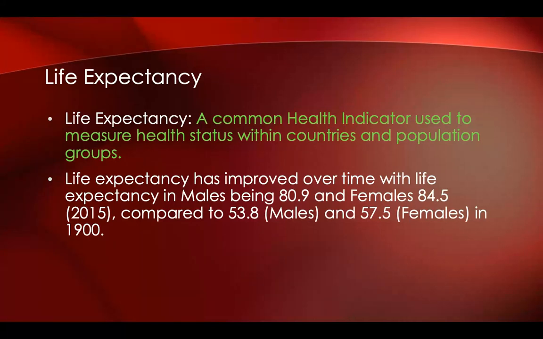So life expectancy is a common health indicator used to measure health status within countries and population groups. We now know that life expectancy has improved over time, with life expectancy in males being 80.9 years and females 84.5 years back in 2015, compared to 53.8 years for males and 57.5 years for females back in 1900. So we can see that over the past 115 or so years, life expectancy has dramatically improved, specifically for males and for females as well.